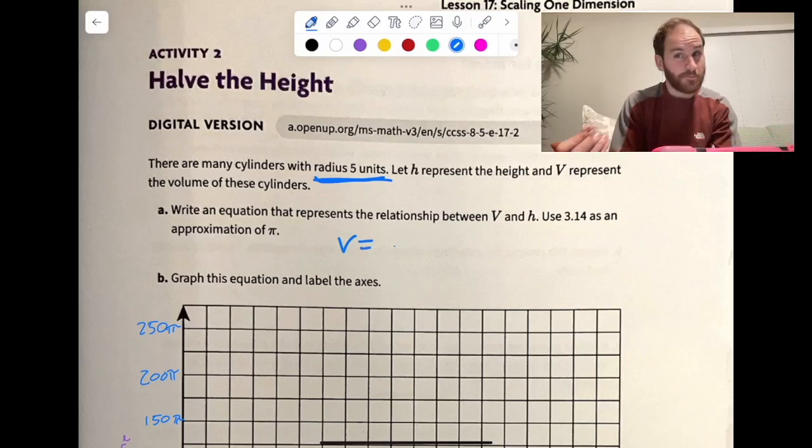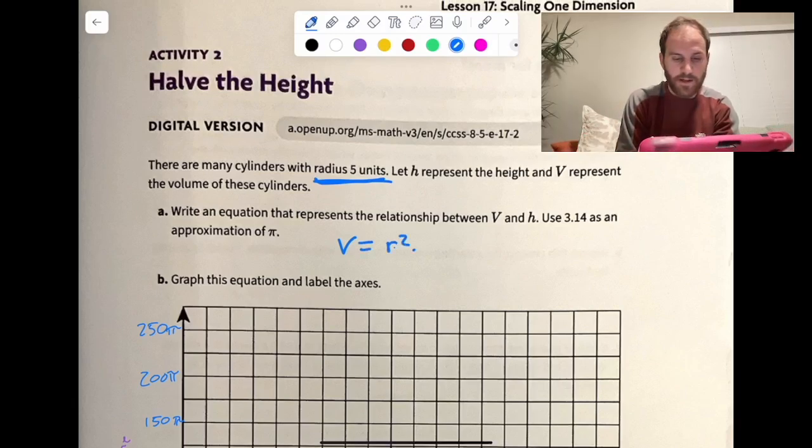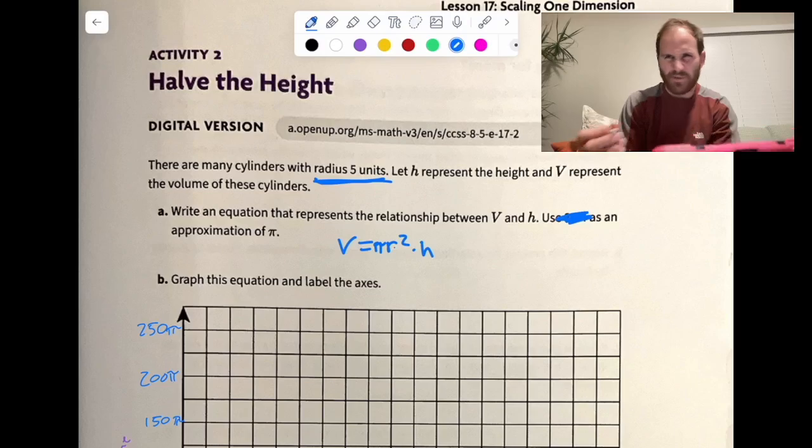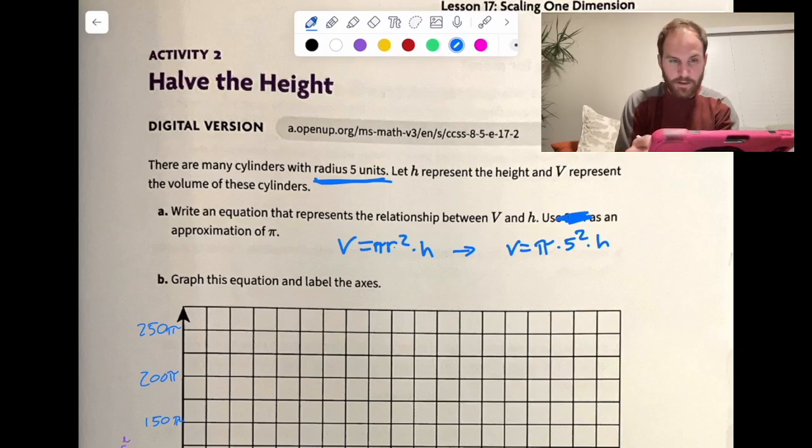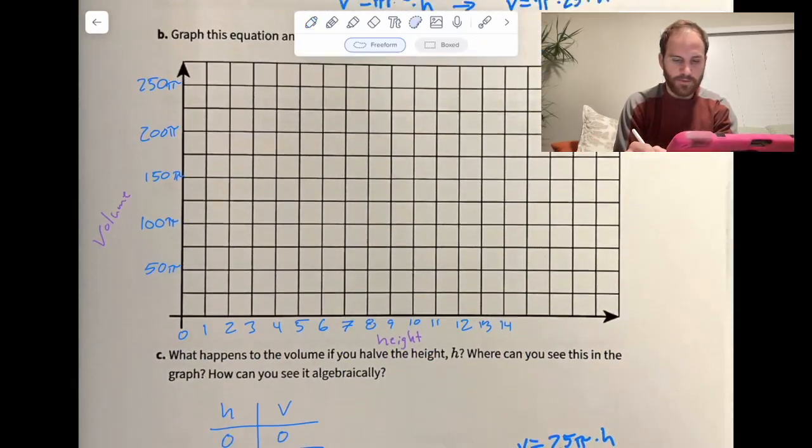First of all, we know the volume of a cylinder is V equals pi times the radius squared times the height. Now we're going to write these in terms of pi, just so we don't have a bunch of decimal numbers. If our radius is 5, that means our equation could be V equals pi times 5 squared times the height. 5 squared is also 25, so we can just put that in there. In fact, let's rewrite this equation so we have V equals 25 pi times the height. Let's use this equation. Let's make some points here. Let's see what we mean.